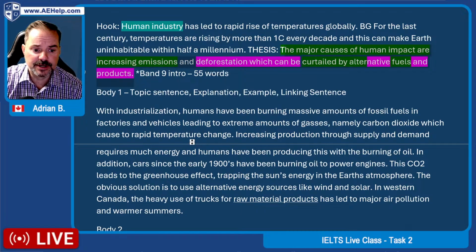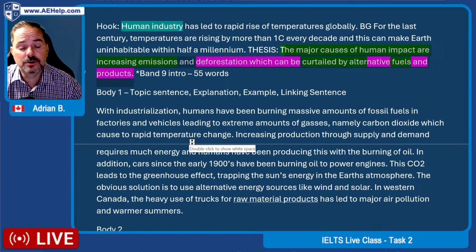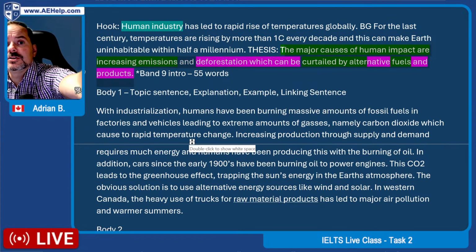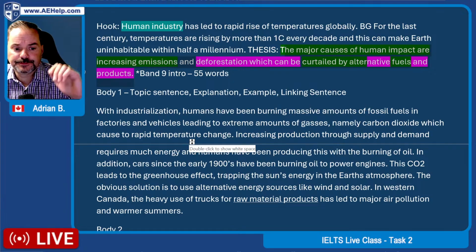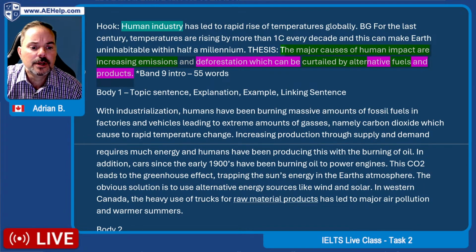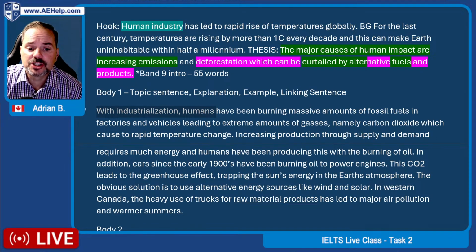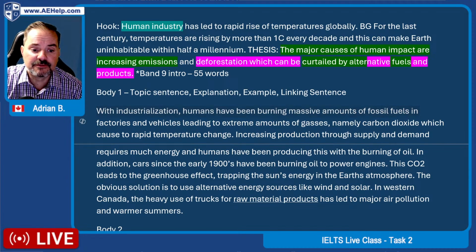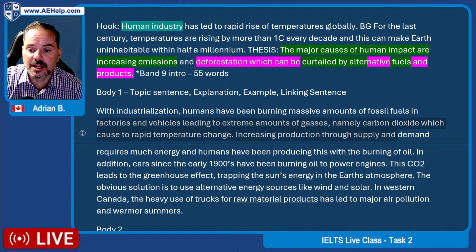And then here's body paragraph 1. Again, students, this is just review. We're going to get into speaking very soon here. All right. With industrialization, humans have been burning massive amounts of fossil fuels in factories and vehicles, leading to extreme amounts of gases, namely carbon dioxide, which cause rapid temperature change.